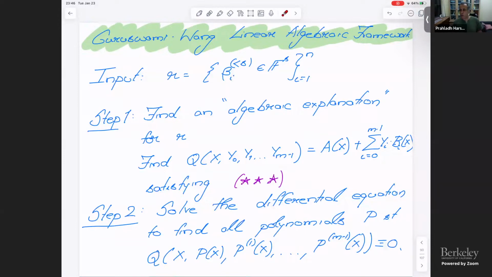So step 1 and step 2 are this. Step 1 finds an algebraic explanation for the entire received word. Step 2: the way step 1 has been done ensures that every polynomial which is close enough satisfies a particular differential equation, and then you solve this differential equation. Both steps in the Guruswami-Wang approach are linear algebraic. This one is solving a homogeneous system of linear equations. This one is not homogeneous, but if you write it down carefully, it will just be an upper triangular system, and it's very easy to solve. Okay. Any questions on this?